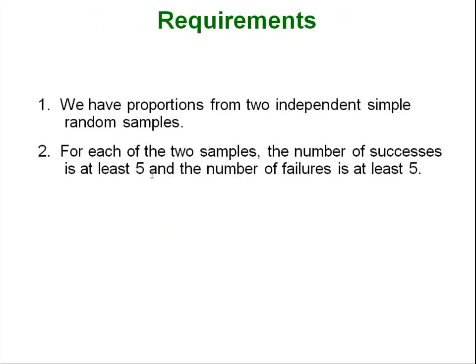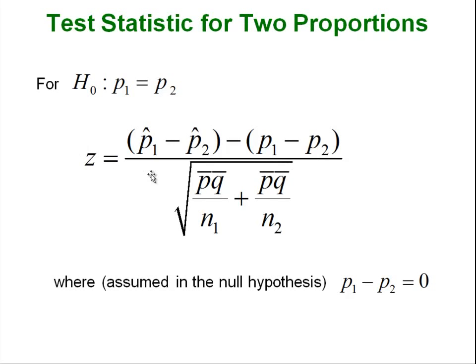Requirements, just like all of our other tests, that we have to have proportions that come from two independent simple random samples. So that's very important, that you're sampling independently and they're both simple random samples, right? We always have that simple random sample as a stipulation. And then for each of the two samples, just like before where we had to have the number of successes and number of failures being at least 5, same thing here, it just has to be for both samples. So nothing really new there, nothing earth-shattering.